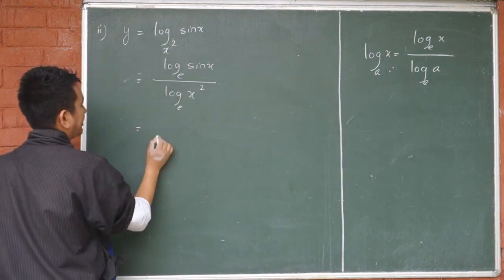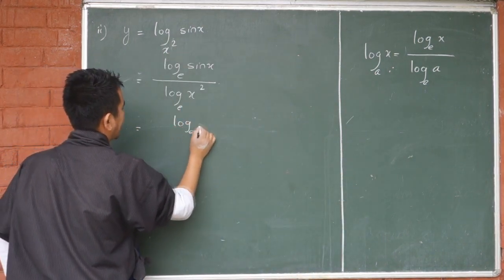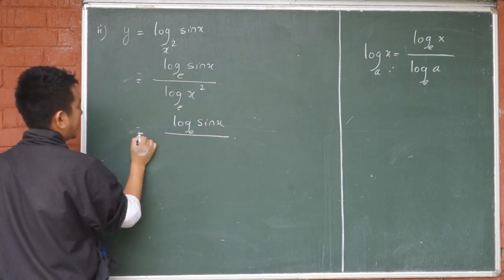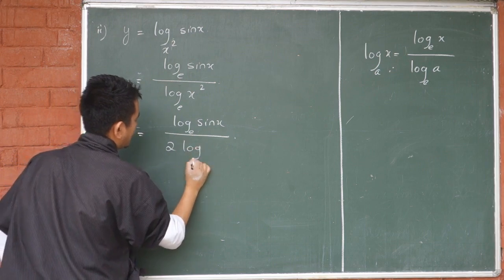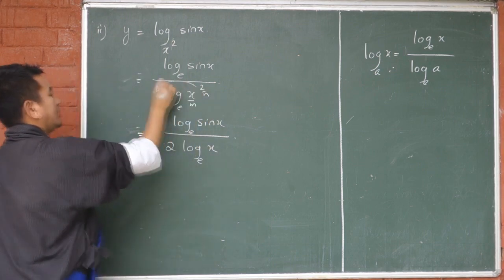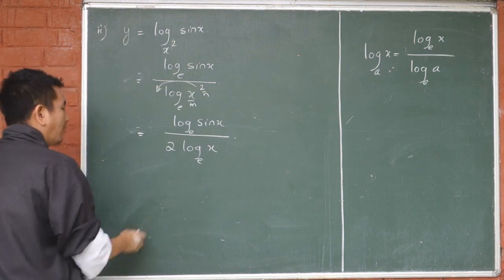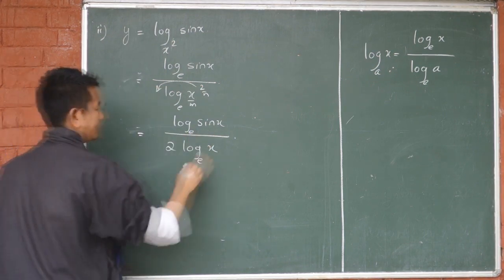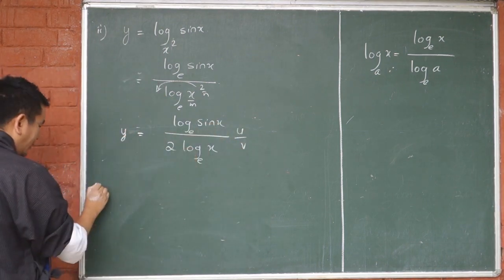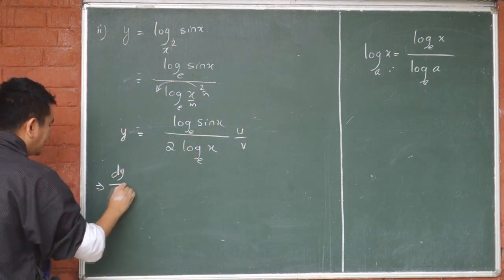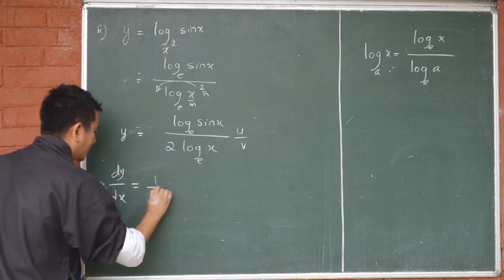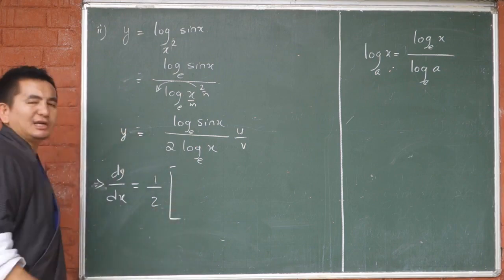Then let me rewrite once more. This can be written as log e of sin x divided by 2 log to the base e of x. This is in the form of m raised to n, so I can bring this 2 in front. Now both are functions, so we can go with the quotient rule. This is nothing but y. That implies dy by dx is equivalent to 1 by 2, which is a constant. Keep this one as it is.